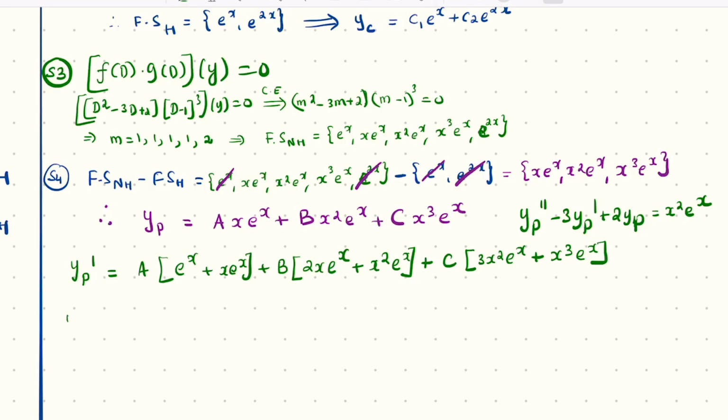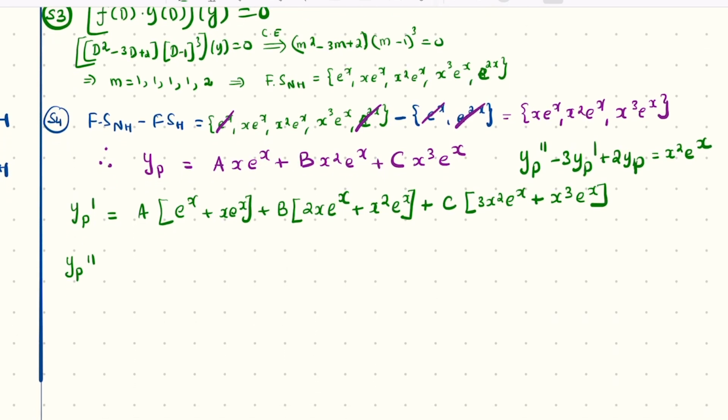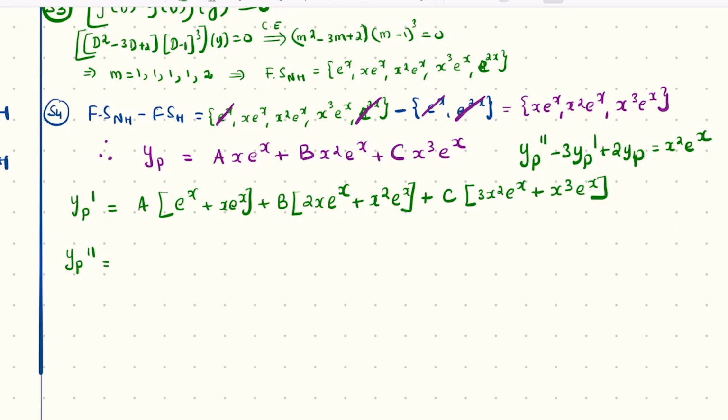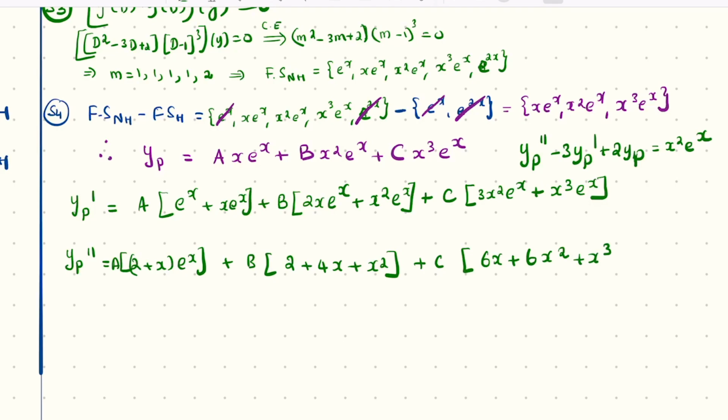And similarly, if I do the y_p double prime, then I am going to have the following: A times (2 plus x) e^x, plus B times (2 plus 4x plus x squared), I'll let you simplify that on your own, and then plus C times (6x plus 6x squared plus 6x plus x cubed) e^x. I'm missing an e^x over here. We are good there. So that's what we have now.